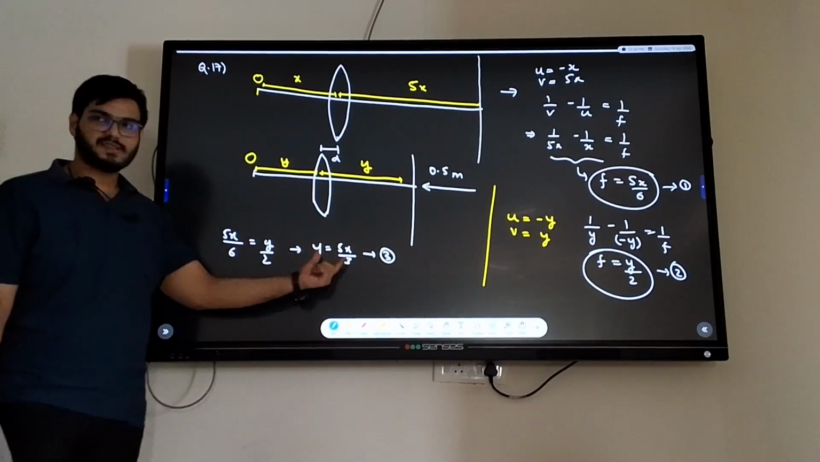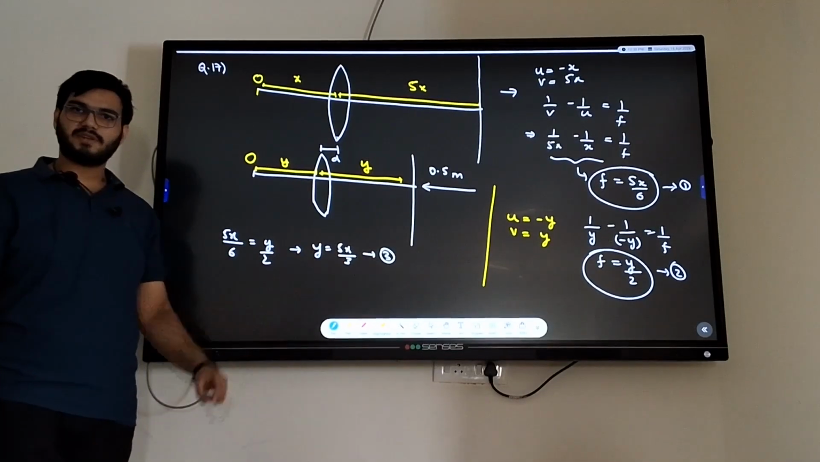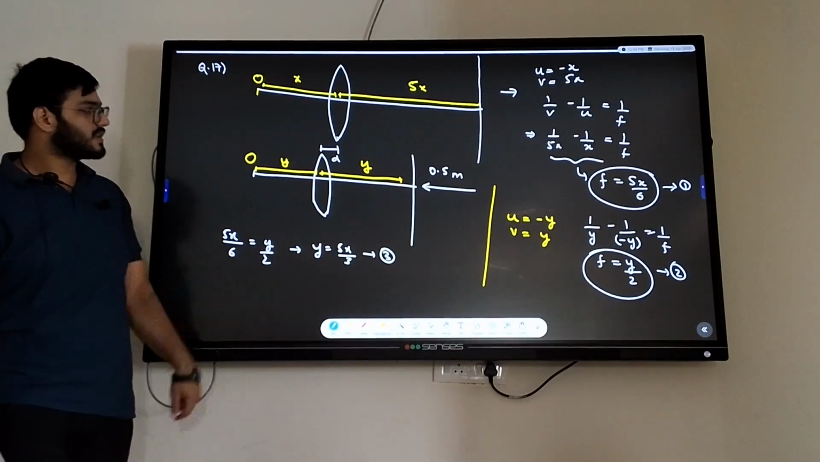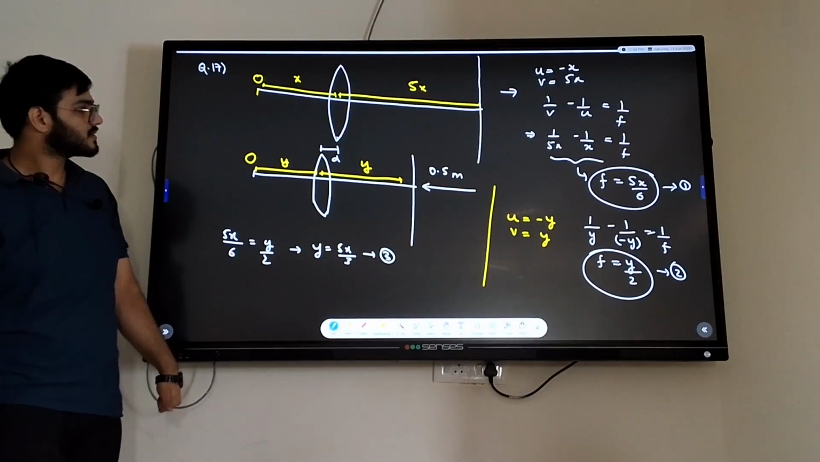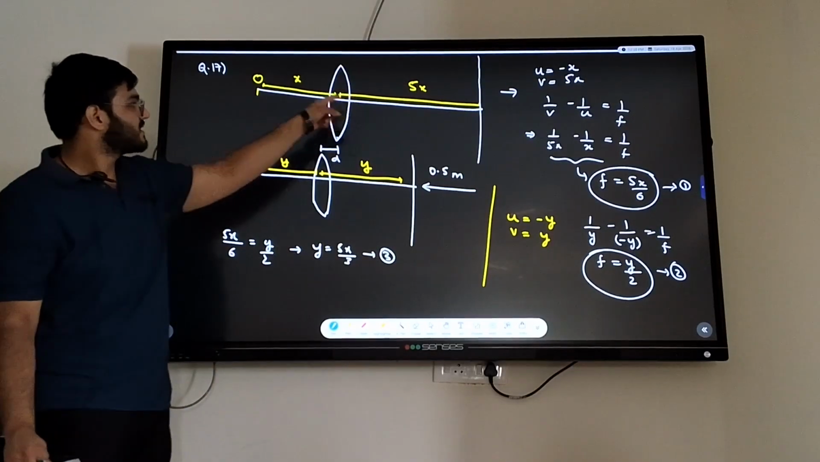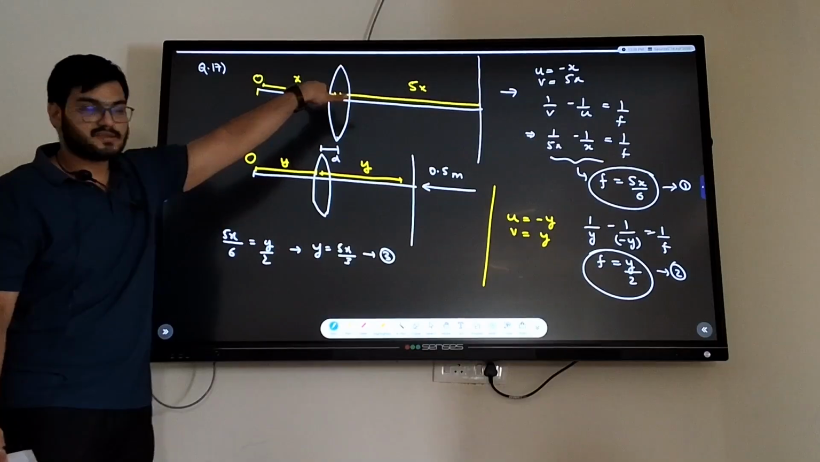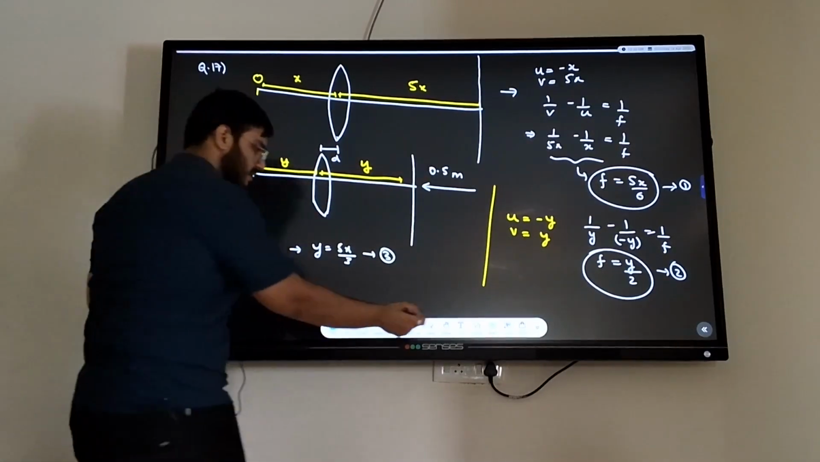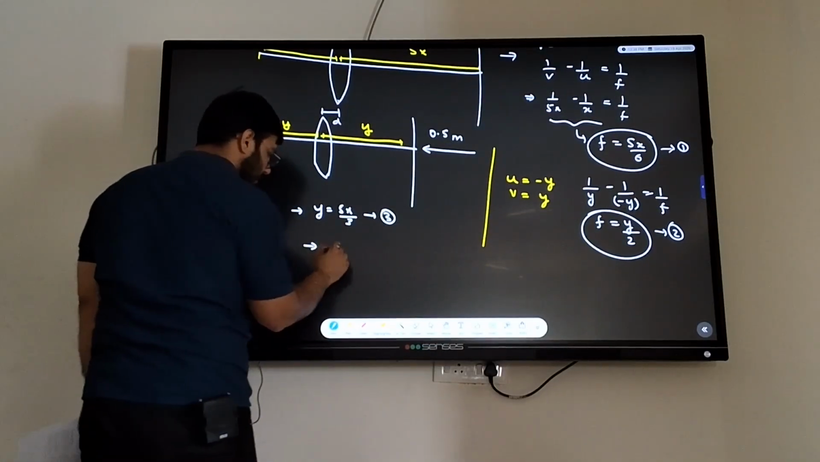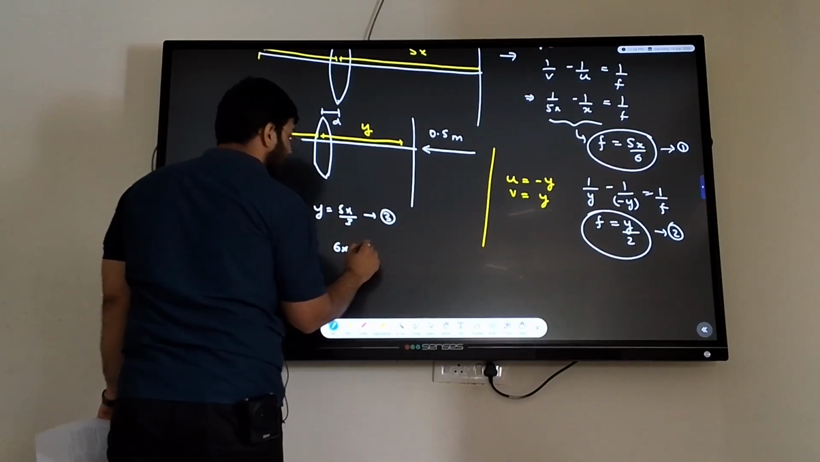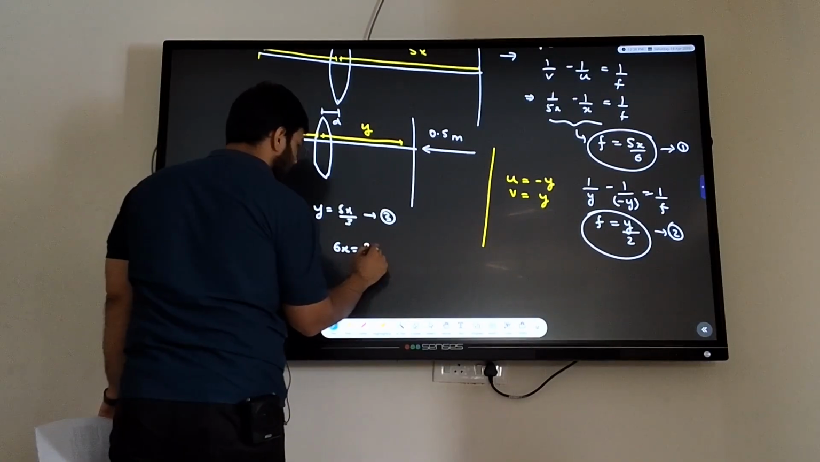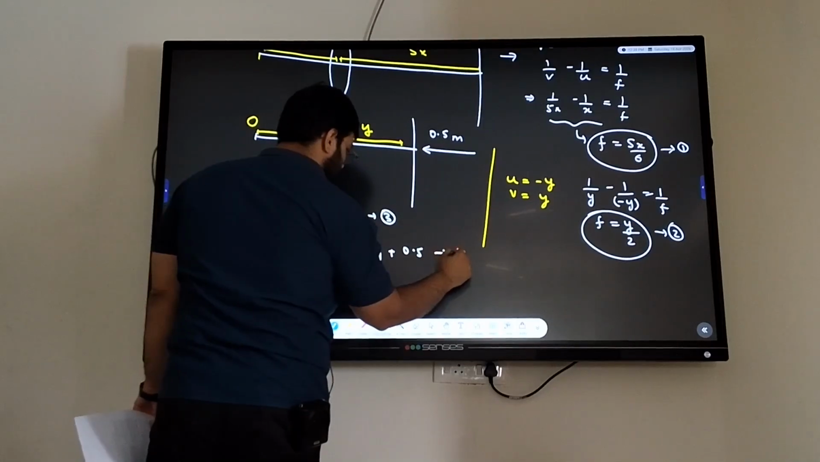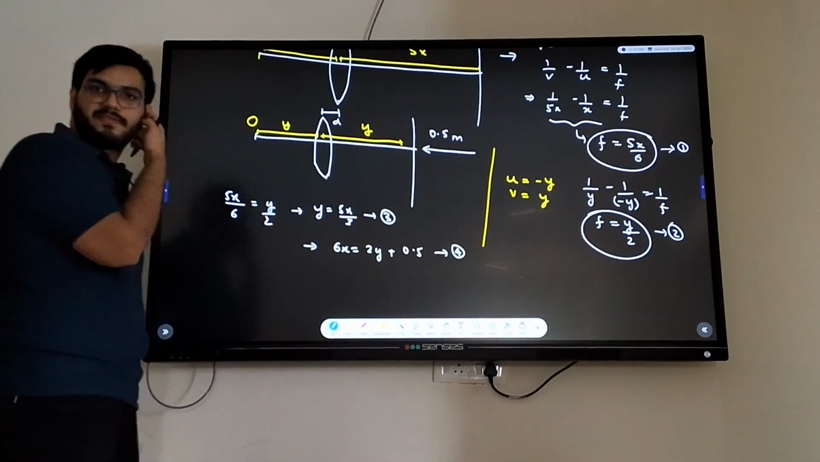I have two variables here now. I need one more equation. Look at the diagram and tell me what can be the other equation. 5x is equal to y plus 0.5. I can write 6x, the whole thing. 6x is equal to 2y plus 0.5. Can I substitute this and get the value of x now?